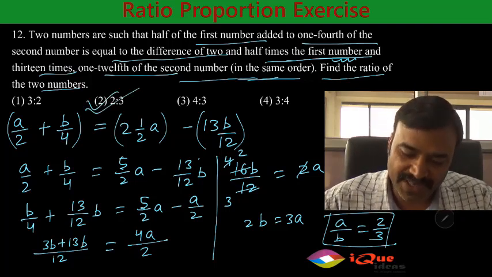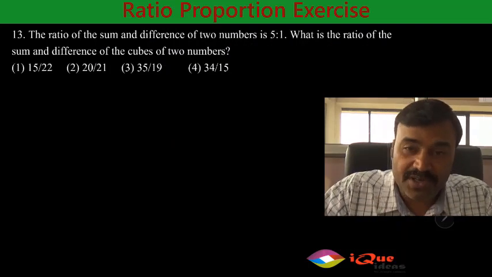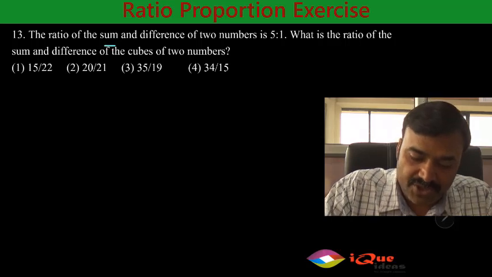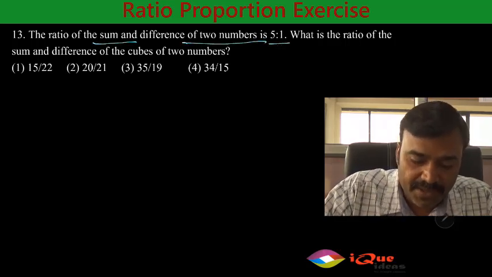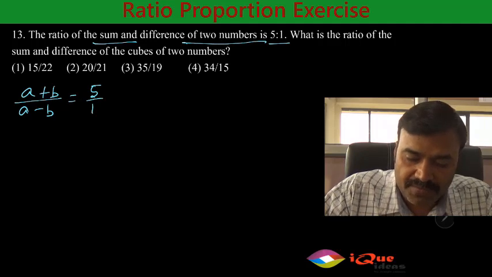Alright, let's go on to the next question now. Alright, the next one is a good tricky question. It says the ratio of sum and difference of two numbers is 5:1. So if the numbers are a and b, it will be a plus b upon a minus b is equal to 5:1. Very peacefully, just calculate the ratio of a and b from here.